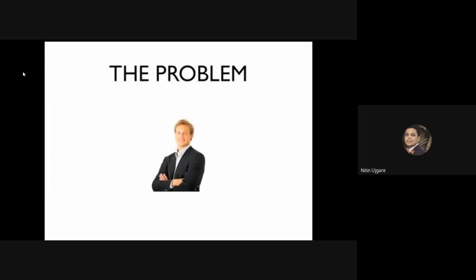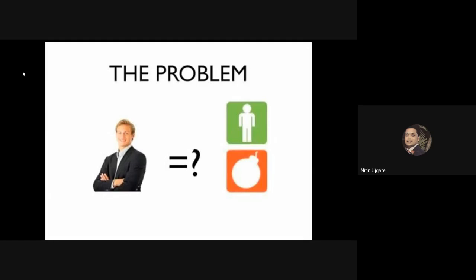Suppose we need to build a machine learning system for the following problem. So what is the problem? Given a photograph, we would like to predict: is this a person or a bomb? Clearly this is an important problem, and ultimately when public safety is concerned, this is really important. As a machine learning scientist, we represent the input as X and the output as Y, where Y is 1 for the person and 0 for the bomb.